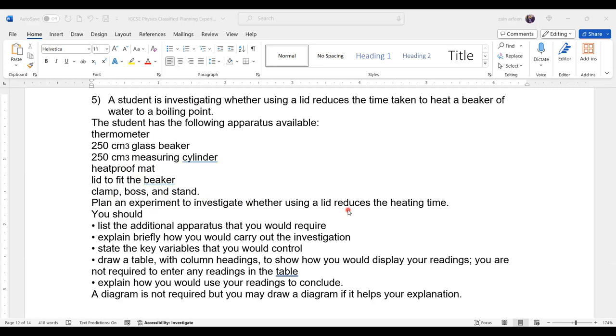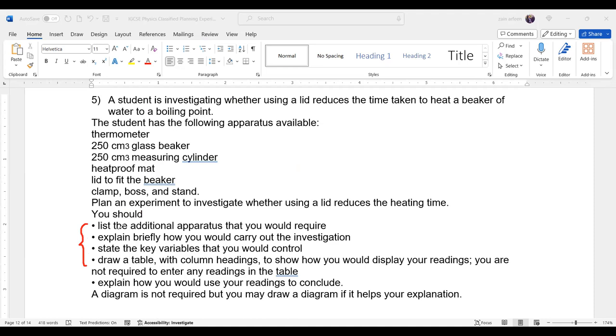You should list additional apparatus that you would require and how you would carry out the investigation, the key variables, and draw the table with a column heading, how you display your result, and how you would use your reading to conclude. So as I mentioned, whenever you're planning experiments, especially in physics, you try to answer each point separately. Okay, so we'll take these bullet points and we'll try to answer each of them separately.